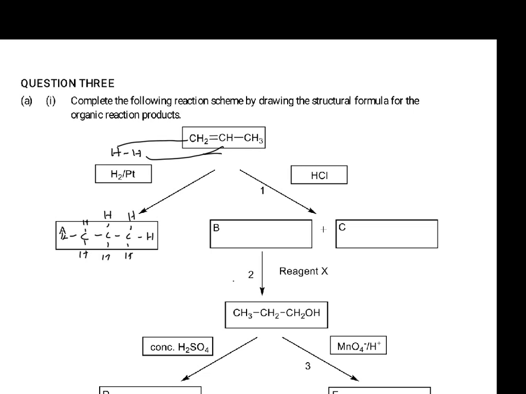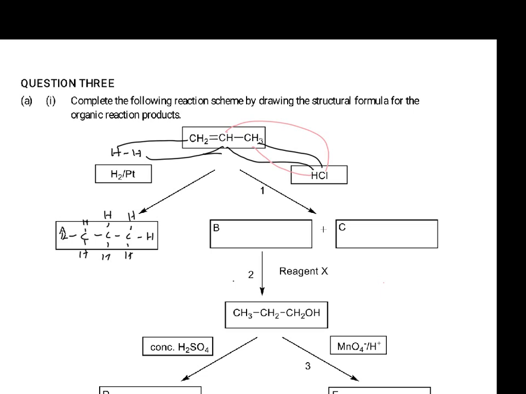Right, HCl, there's two things that can happen. The hydrogen can go there and the Cl can go there. Alternatively, let's get a different colour, the Cl can go there and the hydrogen can go there. And when you do that, you get two different products. You get either 2-chloropropane or 1-chloropropane.